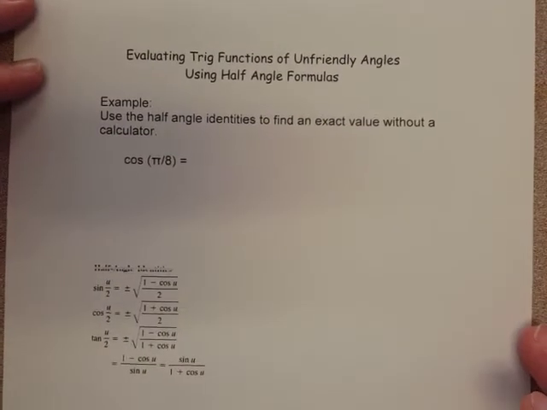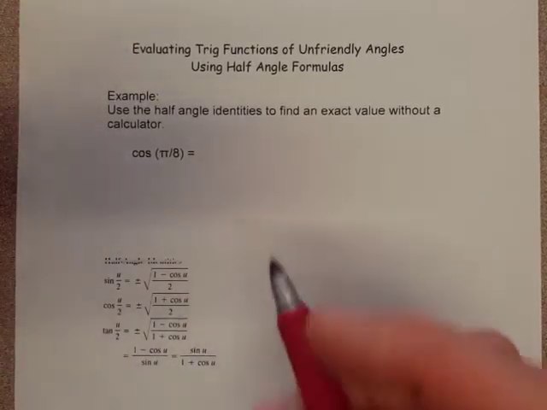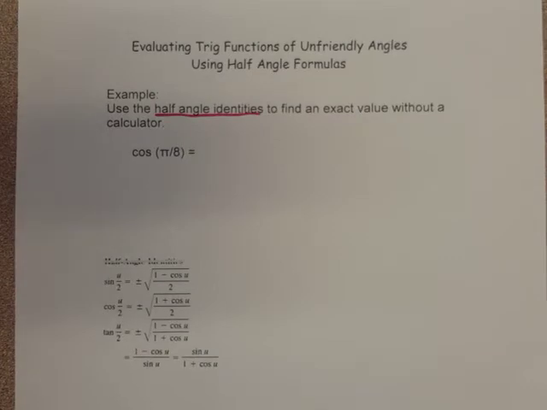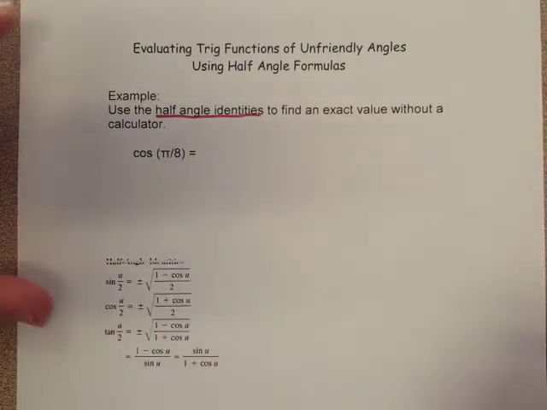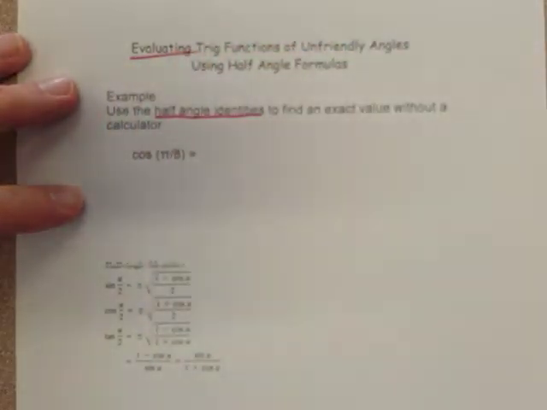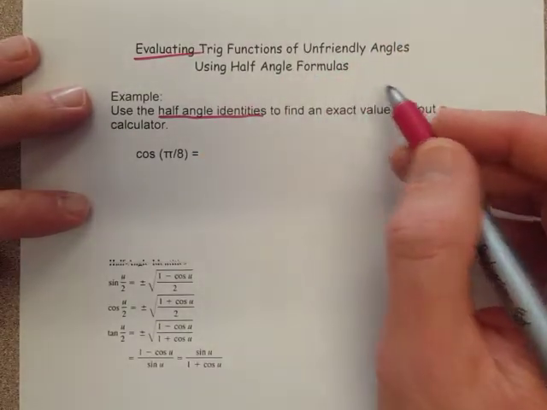Our last example in 5.4 day 1 is just to give you a little bit of exposure to what we have as the half angle identities. Like I've mentioned before, you should only use the half angle identities when it says so in the instructions. Since the instructions here actually say it, we'll use it. Our goal is going to be to evaluate trig functions of unfriendly angles using the half angle formulas.